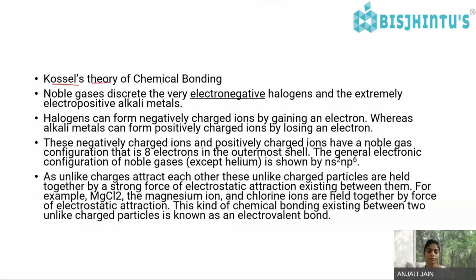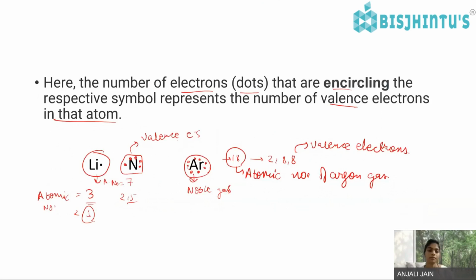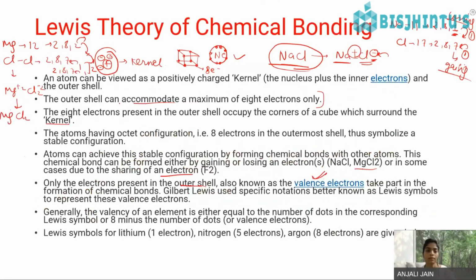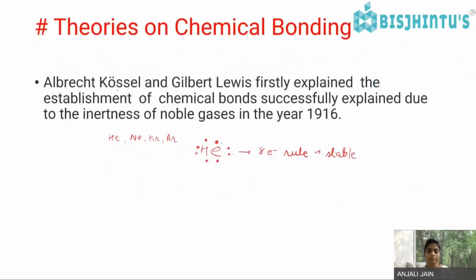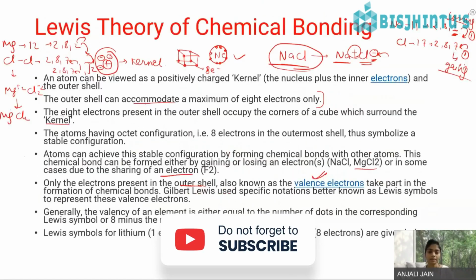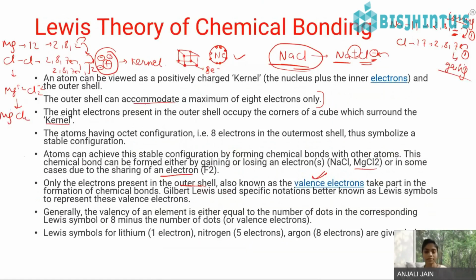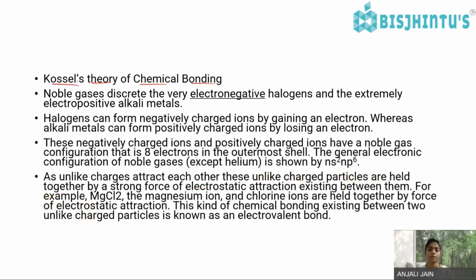Now, Kossel's theory of chemical bonding. Just now we were on the Lewis theory, and now we come to Kossel's theory. This was given combinedly by Kossel and Gilbert Lewis. Lewis says that the valence electrons are encircling, and a stable configuration is attained by the outermost shell. Now, Kossel's theory: noble gases are separated by the very electronegative halogens and the extremely electropositive alkali metals. They just form bonds with them.